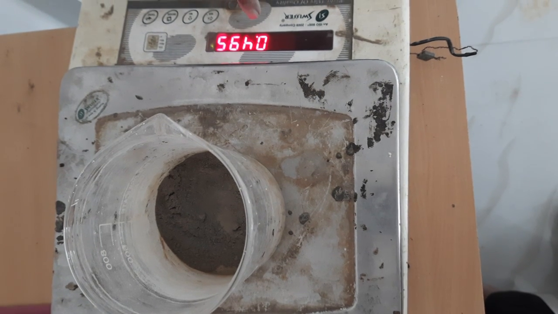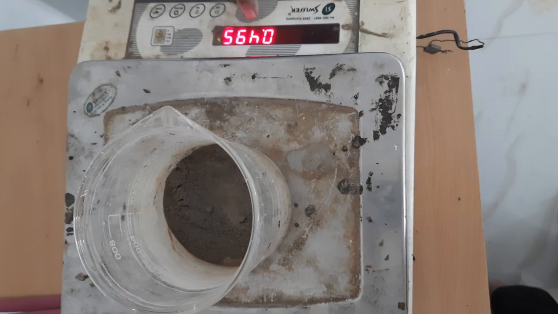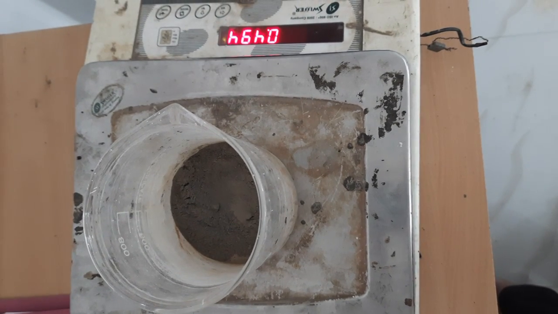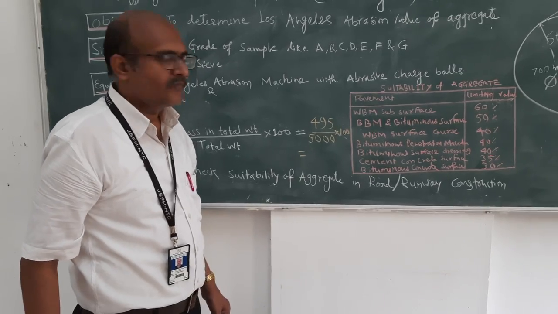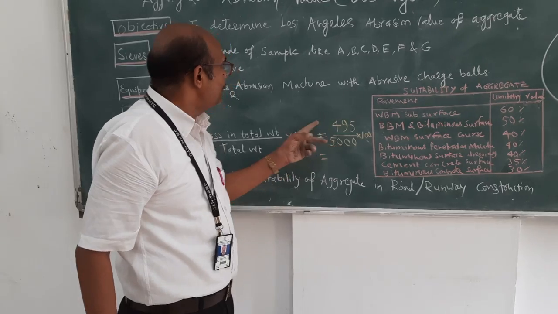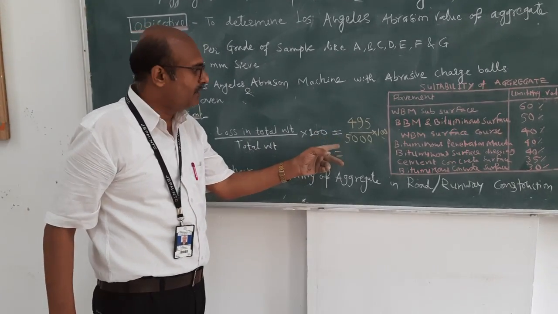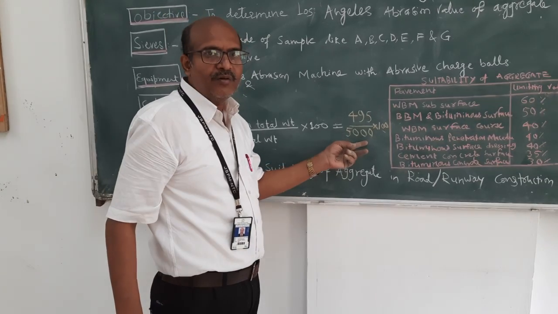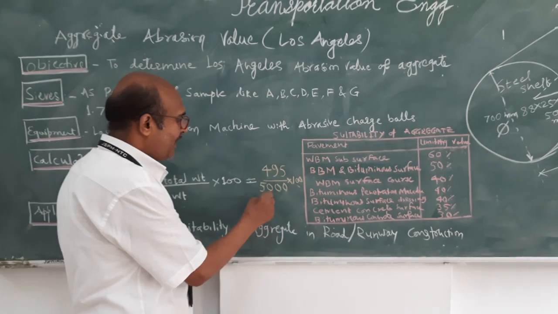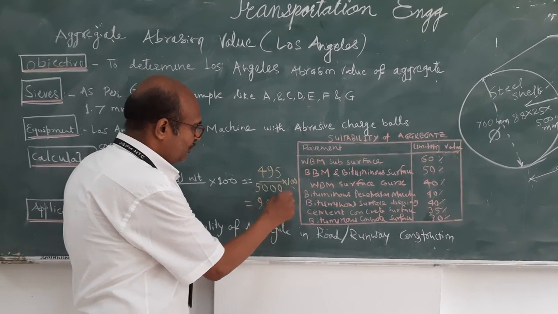So I got 0.494 kg. It means that 495 grams of fines have passed through the 1.7 mm IS sieve. This 495 grams is the weight of all fines passing the 1.7 mm IS sieve, excluding the weight of the beaker, and the total weight we had taken was 5000 grams. The value is nearly about 9.90%.